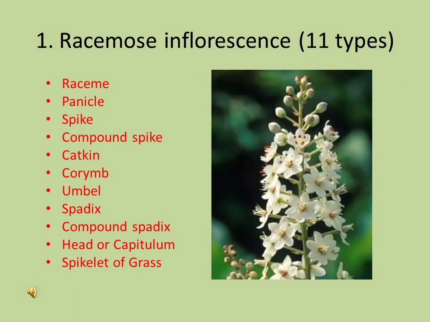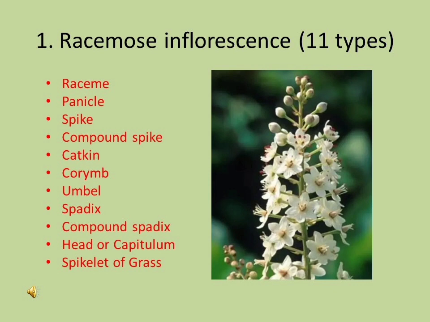Racemose inflorescence. It is otherwise called indefinite inflorescence. In this type, the peduncle of the inflorescence grows continuously. It does not terminate in a flower. The flowers are produced in acropetal order. That means the younger flowers are towards the tip and the older flowers are at the base. Racemose inflorescence has 11 types. It has 11 subtypes.